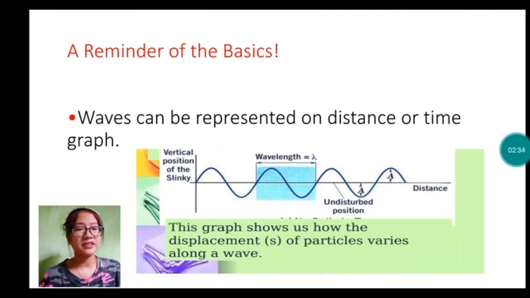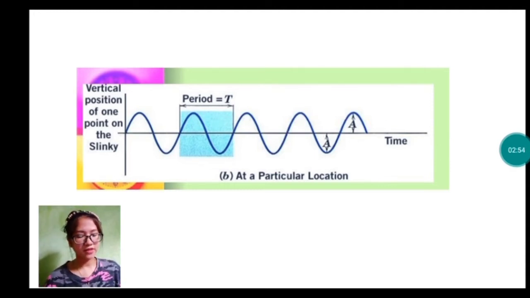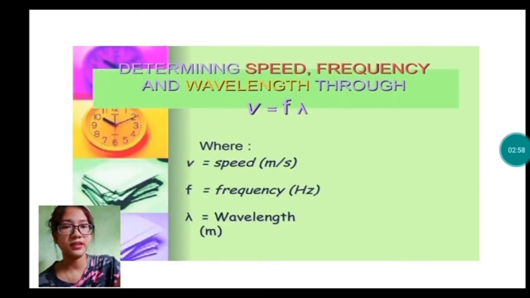Waves can be represented on a distance or time graph. Note, look carefully at these graphs because they are different on the x-axis. This graph shows how the displacement of particles varies along a wave, and also the periodicity at a particular location. This graph shows how the displacement of a particle at a point varies with time.